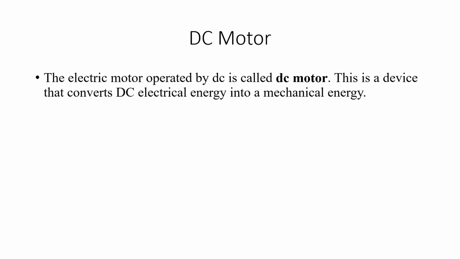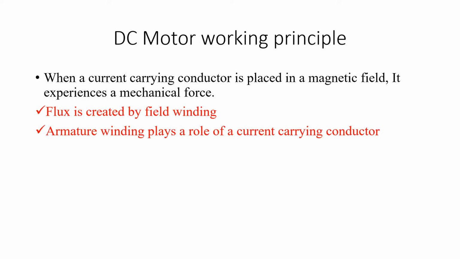What is a DC motor? It is a device which converts electrical energy to mechanical energy. In contrast with a DC generator, which converts mechanical energy to electrical energy, the DC motor converts electrical energy to mechanical energy. It will produce torque as the mechanical energy output. So this is about the working of the DC motor.